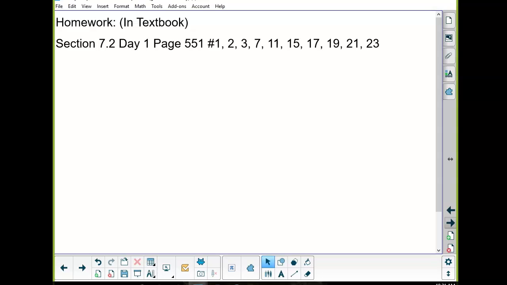So what we have tonight is 7.2 Day 1 homework. It's not a ton of problems. The big thing you have to remember is to separate the variables. If you don't separate the x's and y's, everything else will be incorrect. The answers are in Schoology, so hopefully you're going to check those as you go along.